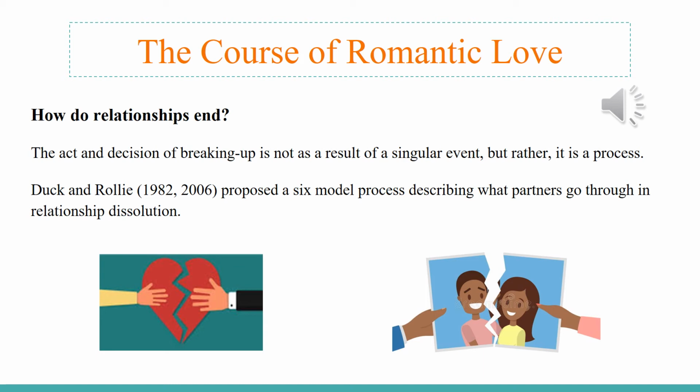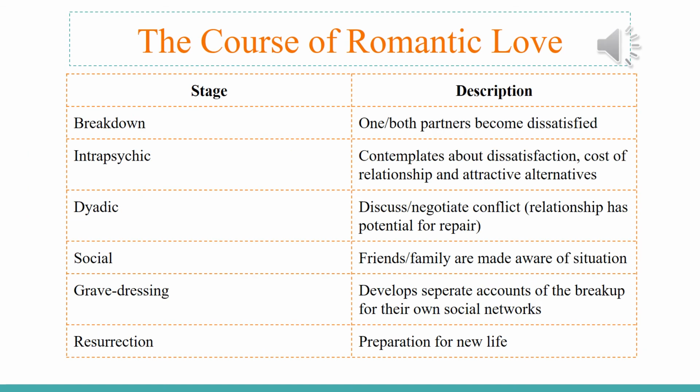Duck and Rowley proposed a six-stage process describing what partners go through in relationship dissolution. Stage 1. Breakdown. One or both partners become dissatisfied. Stage 2. Intrapsychic. This is where the contemplation about dissatisfaction, cost of relationship, and attractive alternatives take place. Stage 3. Dyadic. Discuss or negotiate conflict. At this point in time, the relationship has potential for repair.